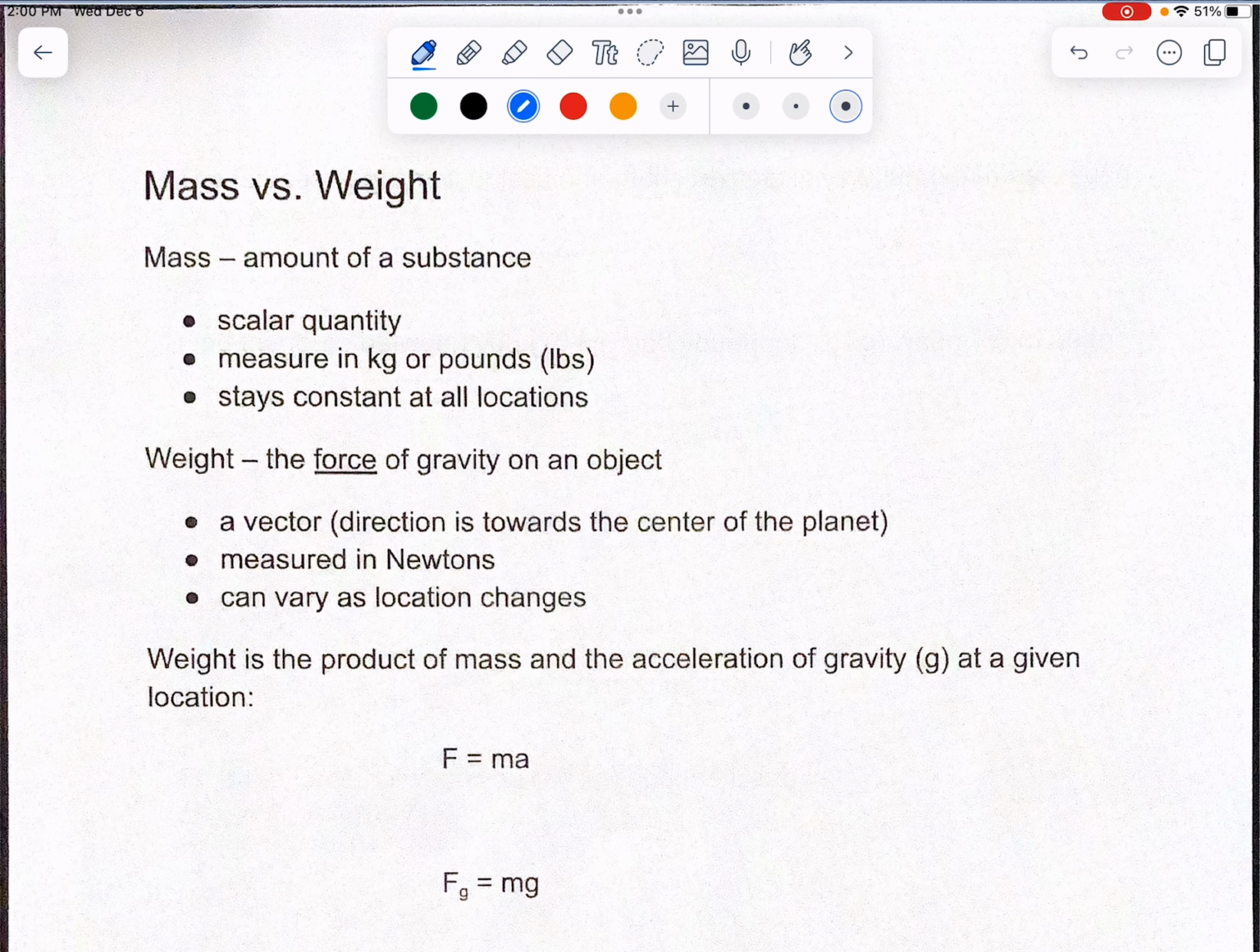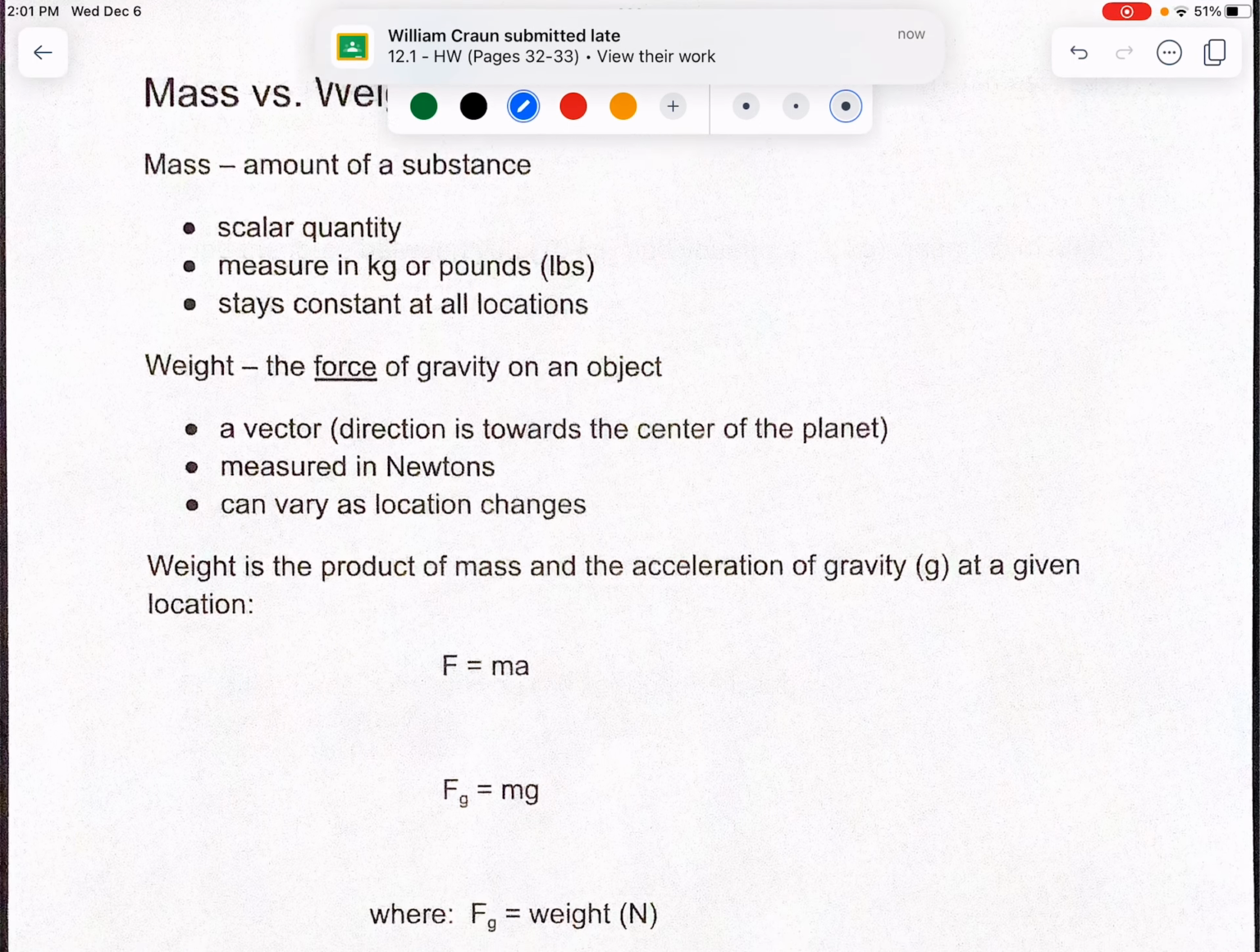Now, weight is the force of gravity on an object. So if you were to take your weight, it would be different here versus on the moon. You have less gravity, so therefore your weight is going to be lower. But your mass didn't change. So mass stays the same.